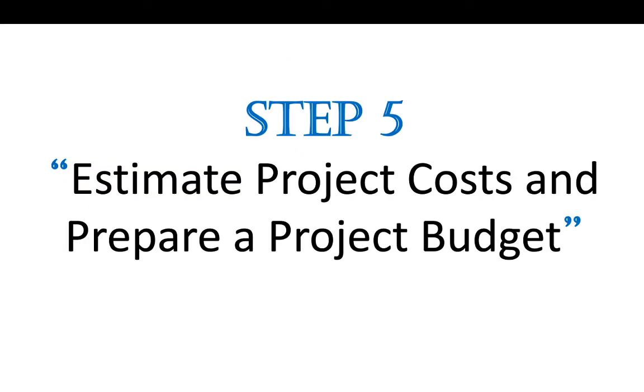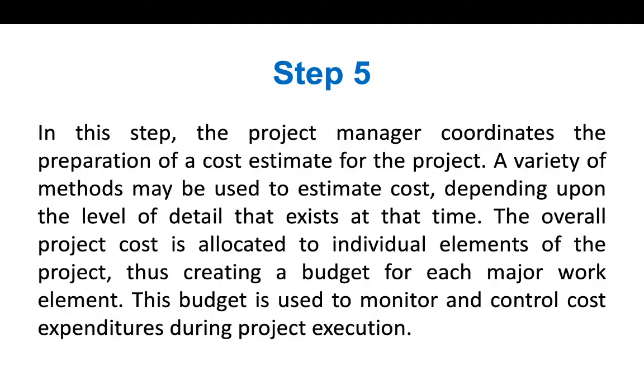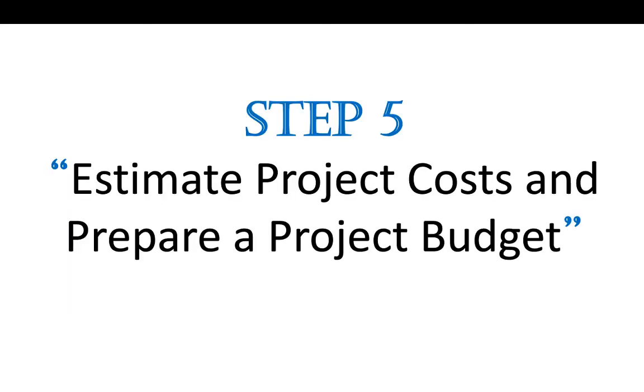Now the step 5, estimate project cost and prepare a project budget. In this step, the project manager coordinates the preparation of a cost estimate for the project. A variety of methods may be used to estimate cost depending upon the level of details that exist at that time. The overall project cost is allocated to individual elements of the project, thus creating a budget for each major work element. This budget is used to monitor and control cost expenditures during project execution.